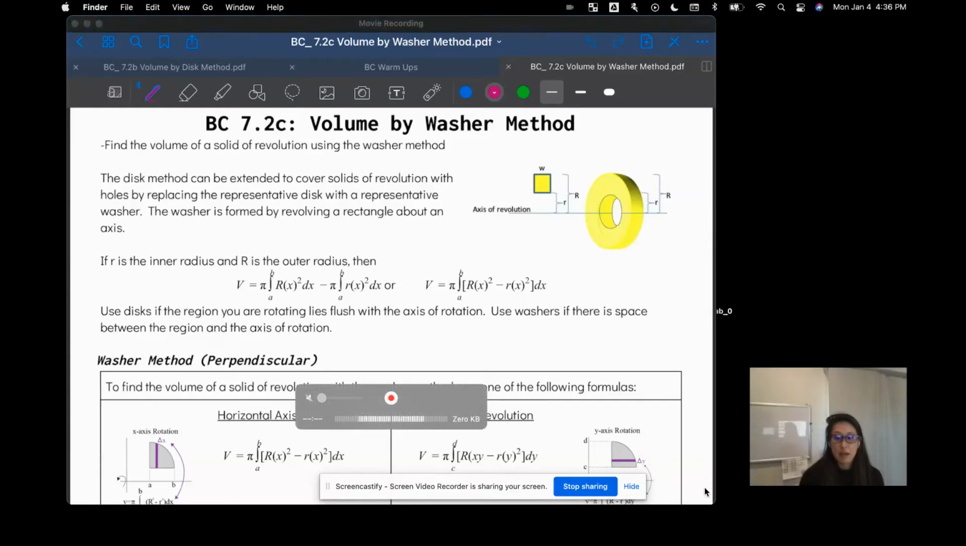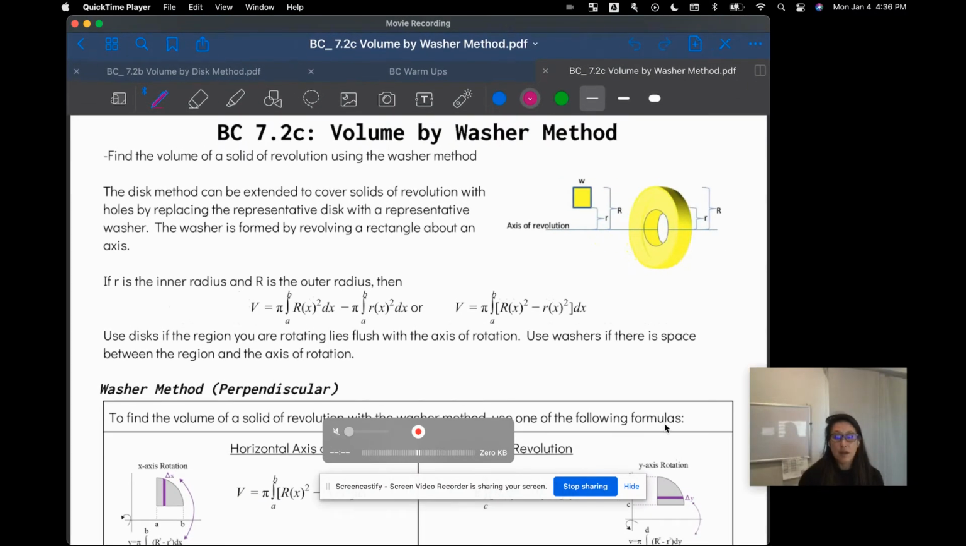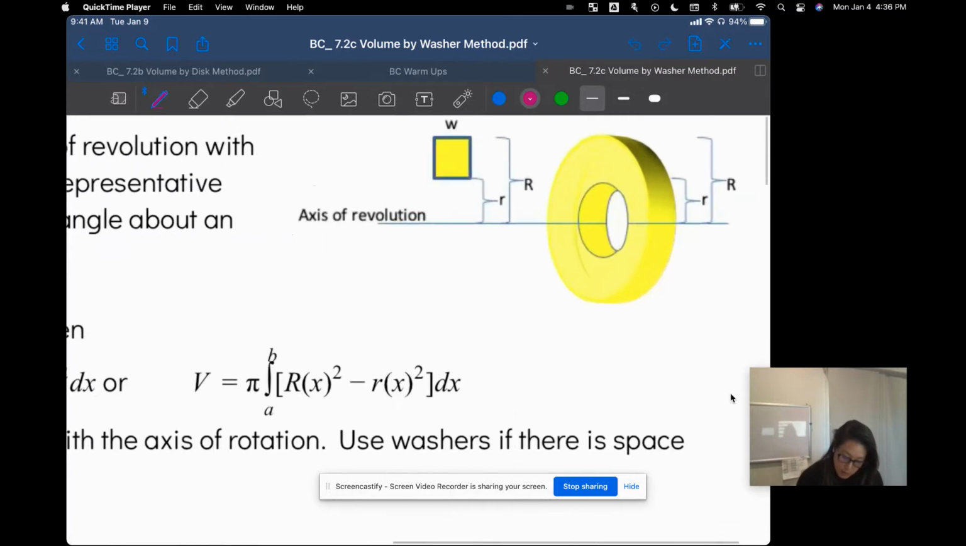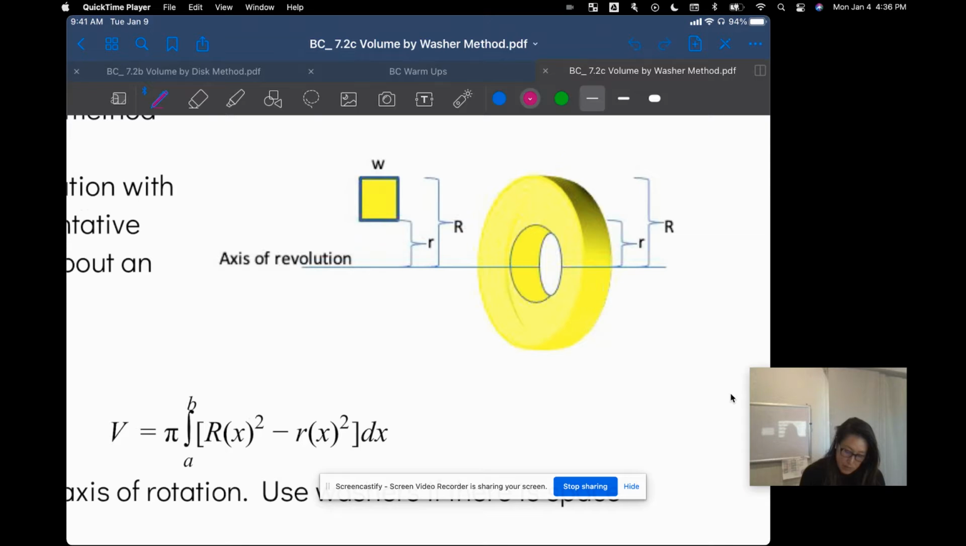Today we're looking at the volume of a washer. It's like this method, but it's when you rotate a shape around an axis that is not connected to your rotated shape. So if I want to take this square here and rotate it around the axis, I'm going to create the outer circle here.